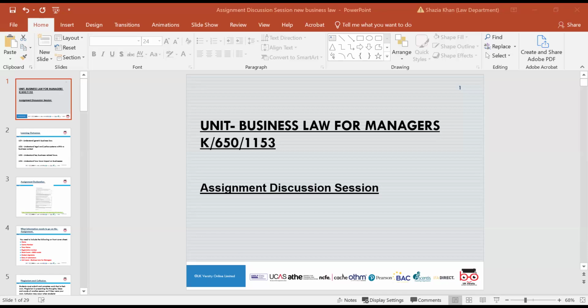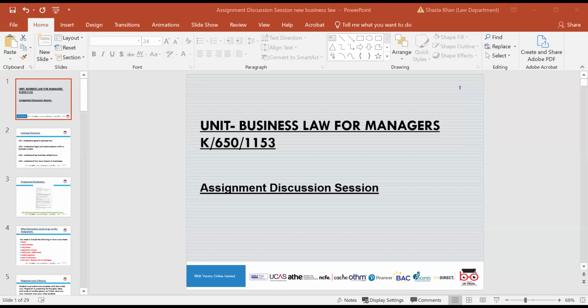We looked at offer, acceptance, consideration, capacity. We then went on to look at the impact of business law. We looked at 1.1, which is to explain why it is important to have business-related laws in the UK and why there's a need for it. We looked at protection of rights, dispute resolution, and consumer protection.